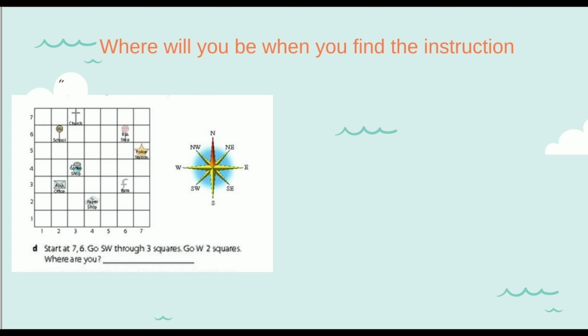Alright, so let me look at my compass. So southwest, we're kind of going slant. And we're going through 3 squares. So we're moving down. So we're now beside the police station. Moving down again. 2, moving down again. We are now on top of the paper shop. And then we're not just done right there. We should also go west 2 squares.